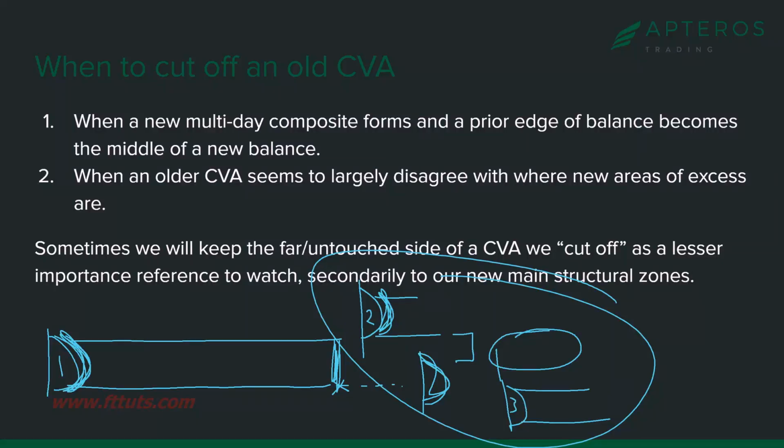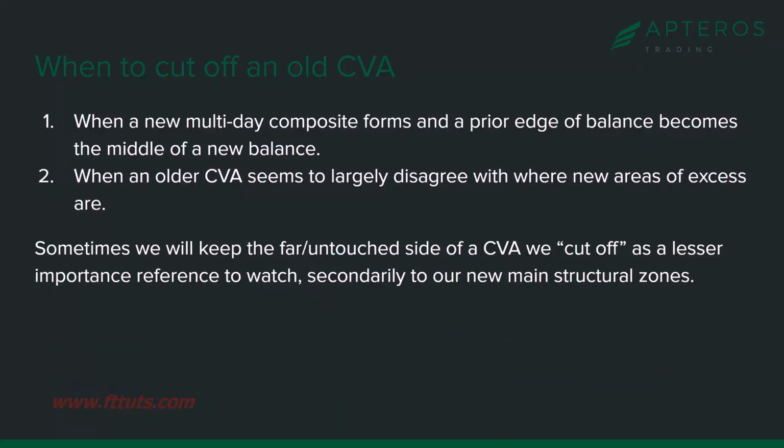So that happens less often, but it is something to be aware of and note that we will use it. So here's just a screenshot of some charts of mine and whatnot. Where did I cut off CVAs? Okay, I cut this one off because its value low became the middle of a new balance. We could continue to use this one and look at where this day held on top of was that area.